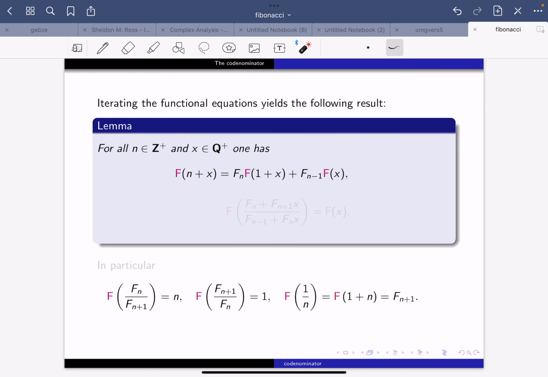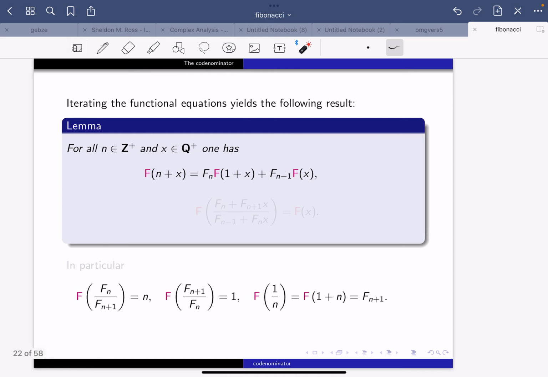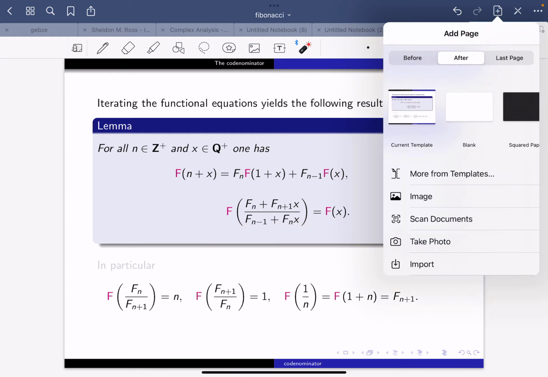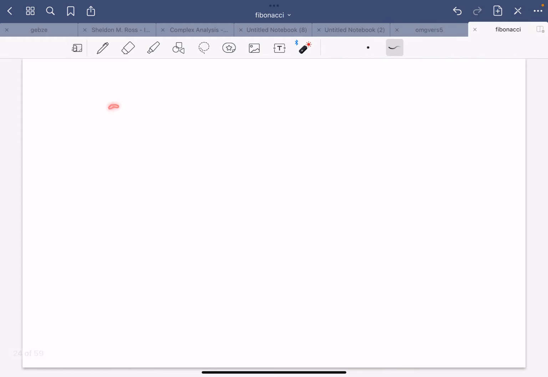Now we can iterate these functional equations to get the following result. First of all, f of n plus x equals the nth Fibonacci number times f of 1 plus x plus the (n minus 1)th Fibonacci number times the codenominator of x. And similarly, if we iterate the second functional equation, we get that the codenominator of (F_{n+1} x over F_{n-1} plus F_n x) equals f of x. Again, if we take a look at the functional equations, we can observe this.